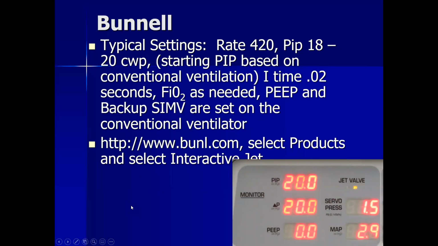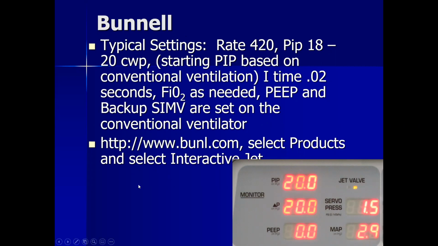All right, so typical settings for a jet ventilator on an infant is a rate 420 per minute, peak pressure 18 to 20 centimeters of water, I time 0.02 seconds, FiO2 as needed. PEEP and backup SIMV are set on the conventional ventilator.